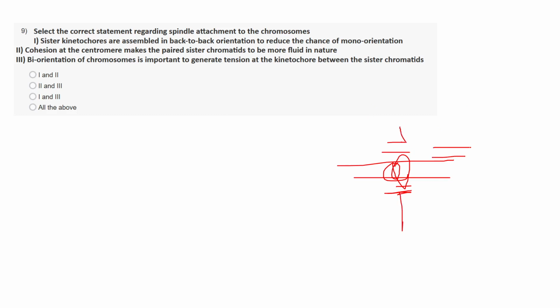If the two kinetochores attach at the same end rather than in the opposite direction, then the microtubule is attached at these two ends. And if there is no kinetochore present at this end, then the microtubule will not attach over here, and that will lead to the chromosomes separating at one end only, at both the pairs. The sister chromatids will not separate equally. So the sister kinetochores need to be assembled in the opposite orientation, back-to-back orientation.